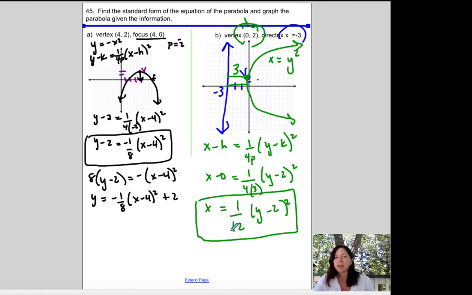However, just keep in mind, again, see this 12 down here? I could multiply it up and make that 12x equals the quantity y minus 2, quantity squared, and that's also a completely fine way of writing the equation.